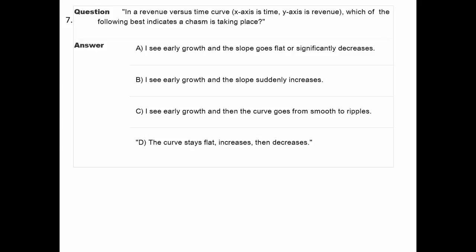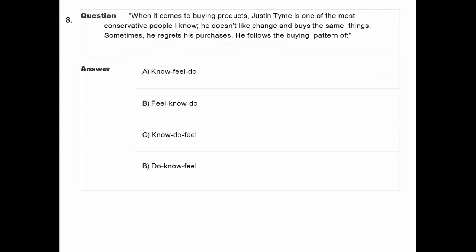Or fortunately. Now the next one is simply, what is the definition of a chasm? And so if you're looking at revenue over time, where the x-axis is time and the y-axis is revenue, which of the following indicates that the chasm's taking place? What we know is that chasms take place when we get off to a hot start and then it dies. And there are pictures in the lectures of how different industries die off and things like that. So this is strictly a definition question. I see early growth and the slope goes flat or significantly decreases.